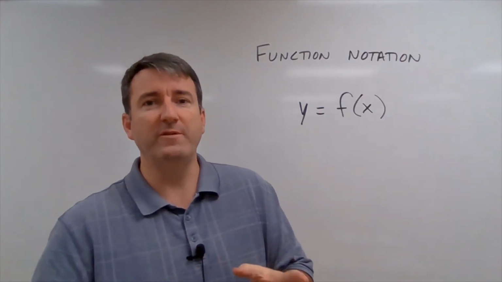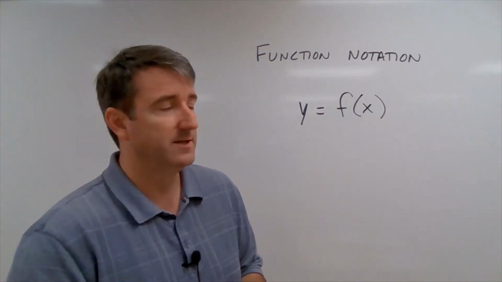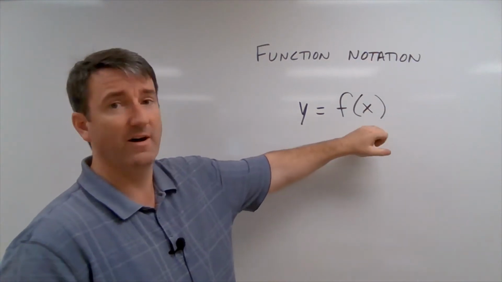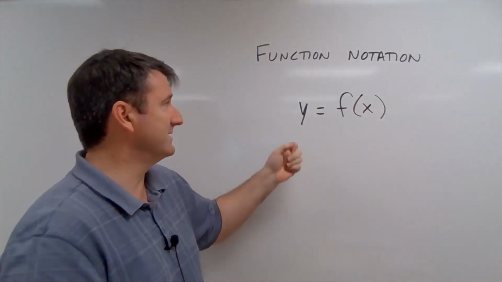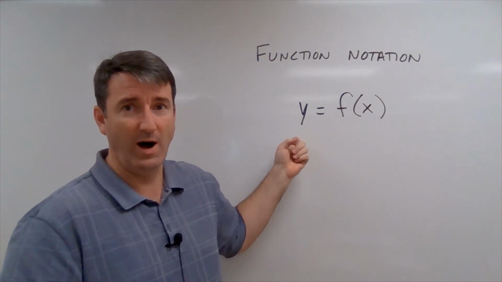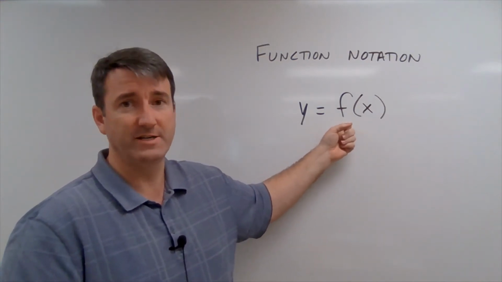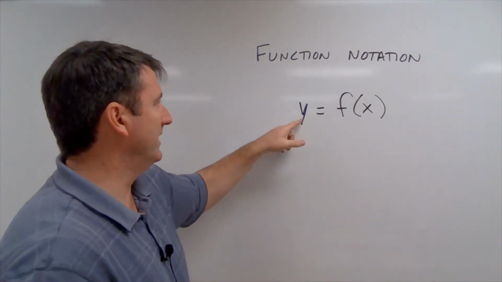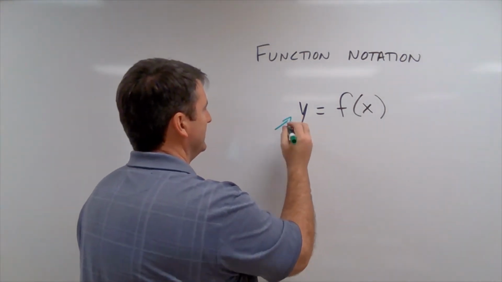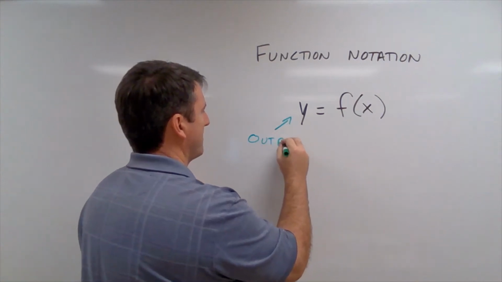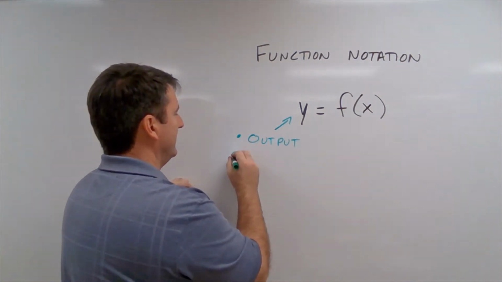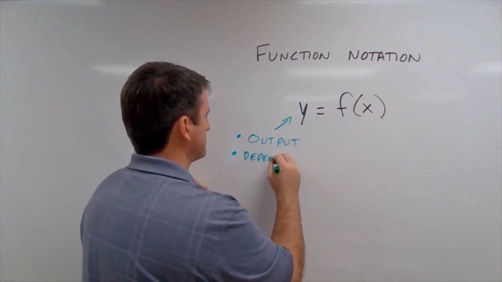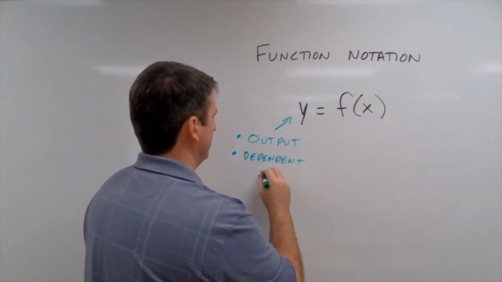I want to very briefly talk about function notation. So function notation is this, that y is equal to f of x. And what we're saying here is that our dependent variable y is a function of our independent variable x. So y is our output. It's also known as our dependent variable.